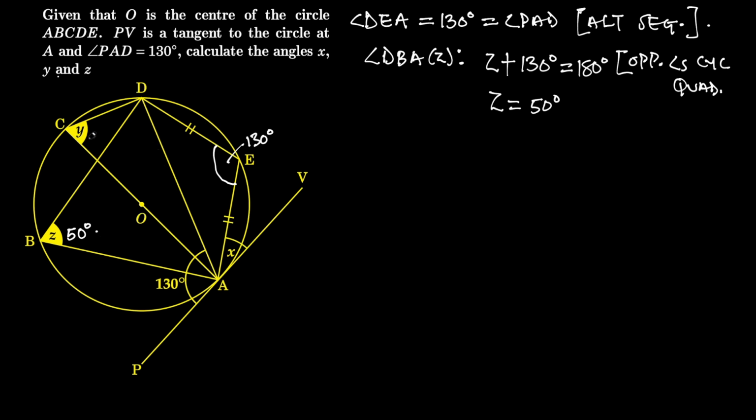From there, we can obtain Y. Y is an angle in the same segment as the angle at Z. So I say Y is equal to Z, which is equal to 50 degrees. That is, angles in the same segment. Right, so here's 50 degrees.